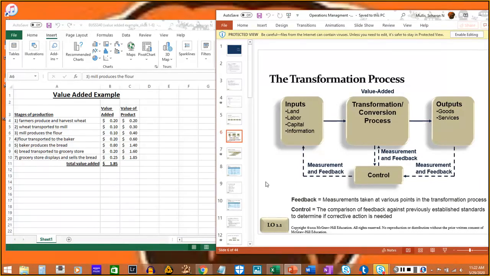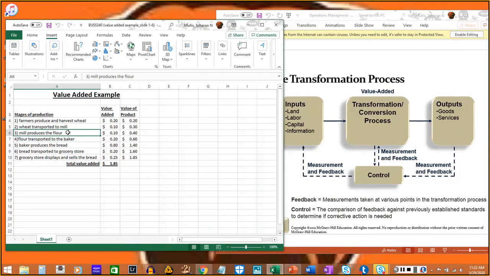Yep. So based off of the feedback that the managers or the owners of that mill get, they're going to change their controls or measurements to make it more efficient so that they can get the product out as cheap as possible but with good quality. All right, so stage three, that'll add 10 cent to the bread, which gives you a value of product right now at 40 cent.